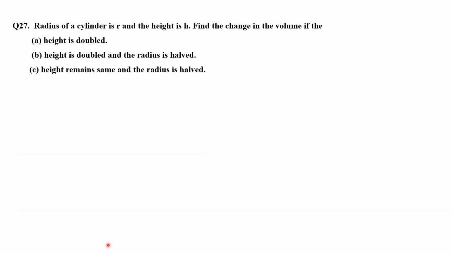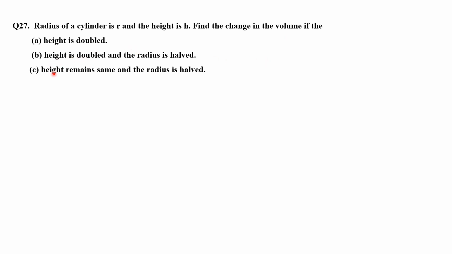Question number 27. Now this is a very important question. Radius of a cylinder is r and the height is h. Find the change in the volume if the height is doubled. So r and h is the radius and height of the original cylinder. Now if you change only height, height is doubled means the new height is 2h. Then what will be the change in the volume that you have to find?